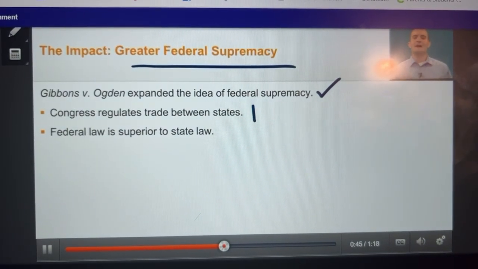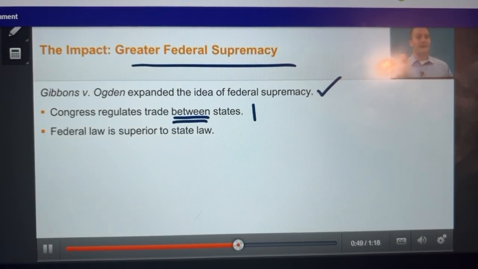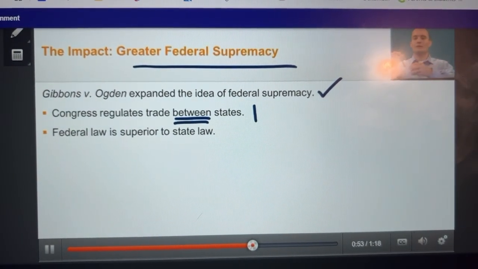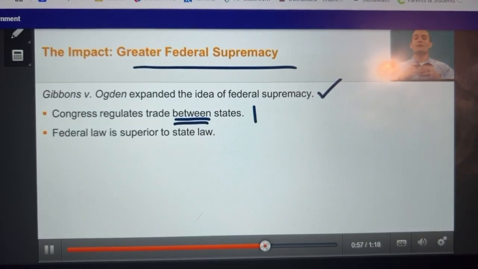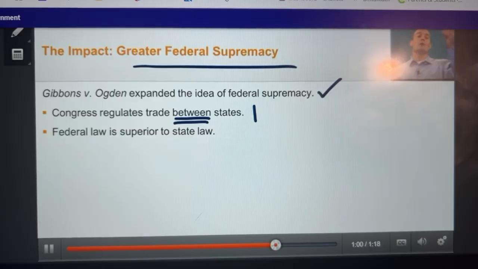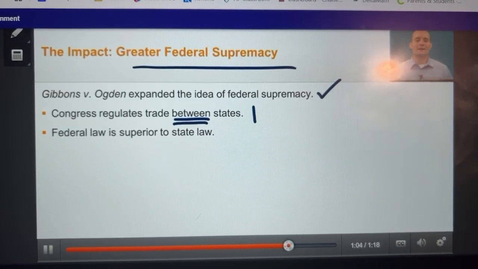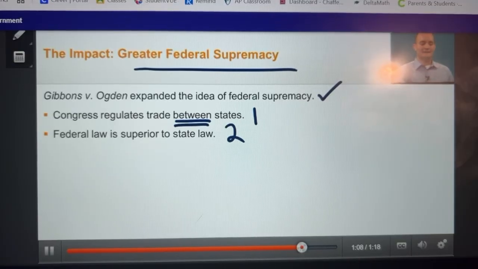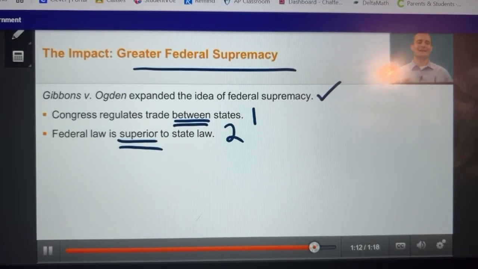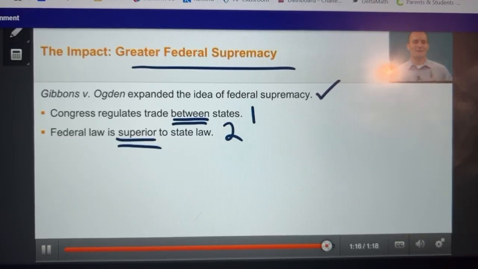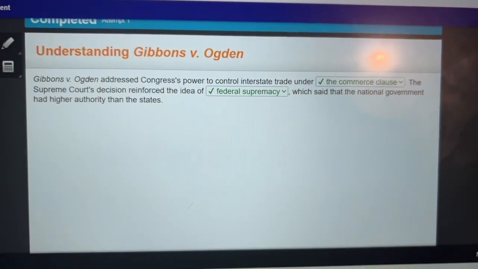It said, one, that Congress can regulate trade between states. That's critical. Not in a state. If one city in Virginia is trading with another city in Virginia, that's Virginia's business. But the minute that trade from Virginia goes to Ohio or goes to West Virginia, for example, Congress can regulate that. Second thing it said is that federal law is superior to state law. So you can see again how these early cases established the supremacy of the federal government. Yay!